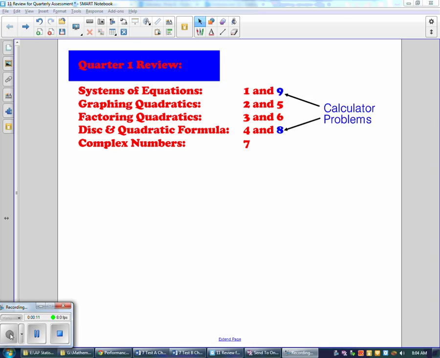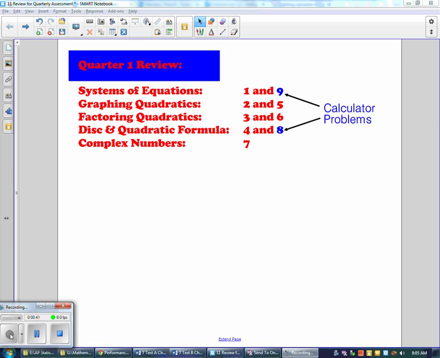In Quarter 1, we've essentially covered two different units. We've talked about systems of equations, and we've talked about quadratic functions. With systems of equations, we've dealt with both 2 and 3 variable systems. With quadratics, we've graphed. We've talked about factoring quadratics to find real solutions. And then we've also talked about using the discriminant and the quadratic formula to solve quadratics to find the imaginary solutions or complex solutions. We've also talked about operations with complex numbers.